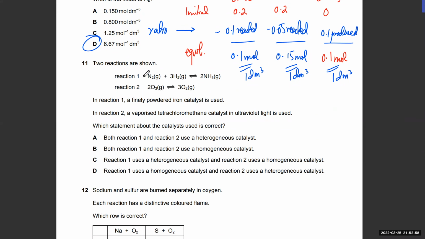Two reactions are shown. Equilibrium. A finely powdered iron catalyst is used. ठीक है, चलो fine. Reaction 2, a vaporized tetrachloromethane catalyst in ultraviolet light is used. चलो ठीक है. Which statement about the catalyst used is correct? अच्छा, question मुझे अभी से समझ आ गया कि if you use a solid iron catalyst, that is a heterogeneous catalyst.